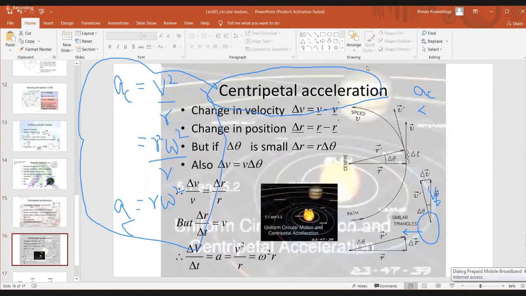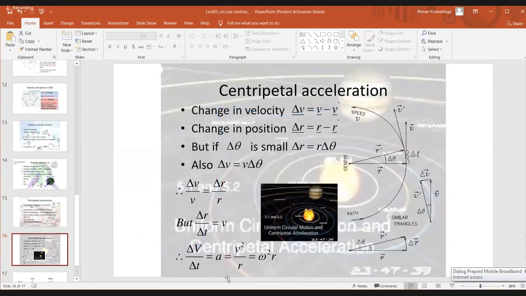But what is important is this particular equation: centripetal acceleration is equal to R omega squared, or omega squared R. Right? Remember this. This is the part you need to remember. Centripetal acceleration equal to omega squared R. So now you have another acceleration, which is the so-called tangential acceleration.